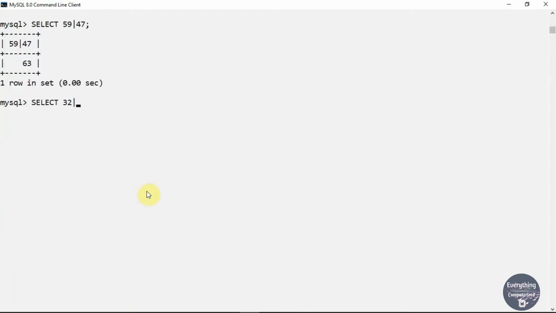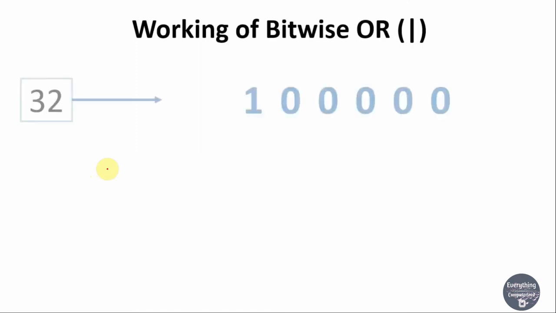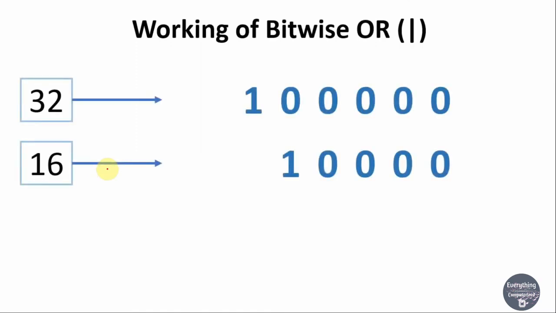So I will write select 32 pipe 16. This gives the result as 48. Let's now take a look at how we are getting 48 for this case. So as usual, 32 and 16 are converted into their binary equivalents, and as 16 has less bits as compared to 32, we are going to add an extra 0 at the start of the binary representation of the 16.